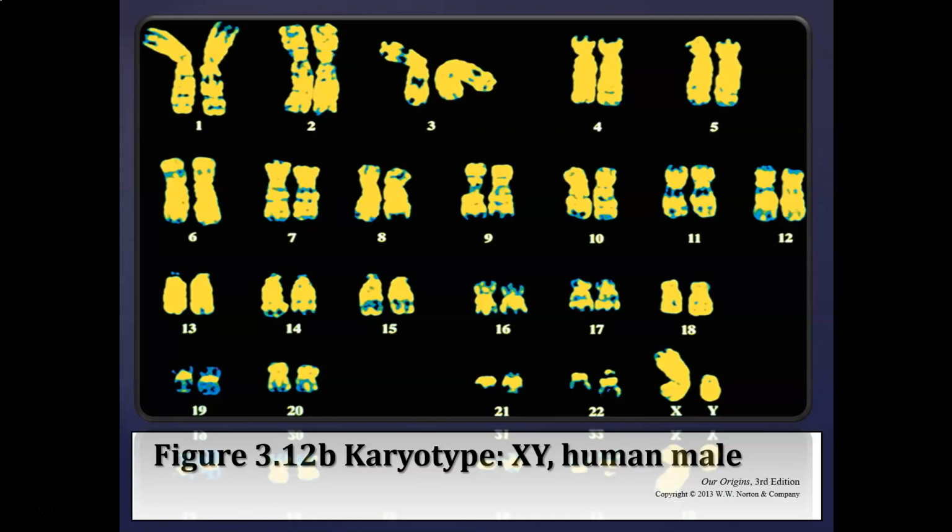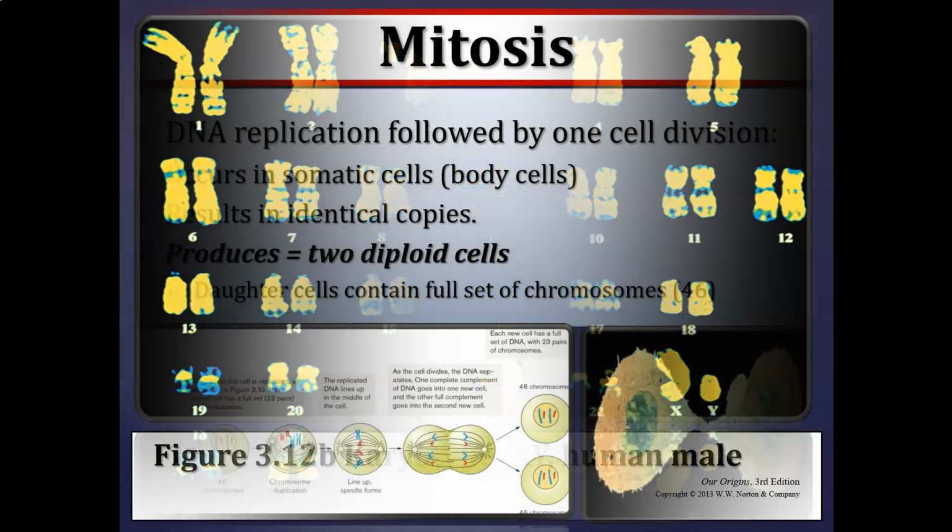So here's another karyotype of a typical male, so pair number 1 through 22. Those are the autosomes, and then the 23rd pair, those are his sex chromosomes. He has one X and one Y. So this is a karyotype of a biologically typical male.